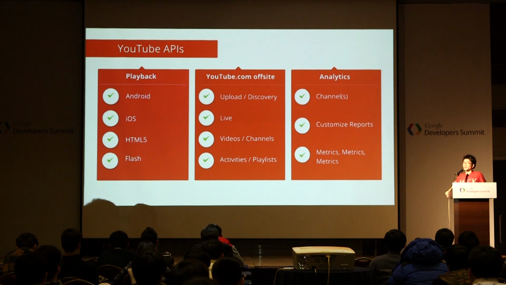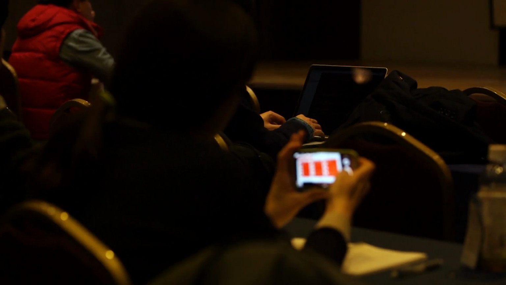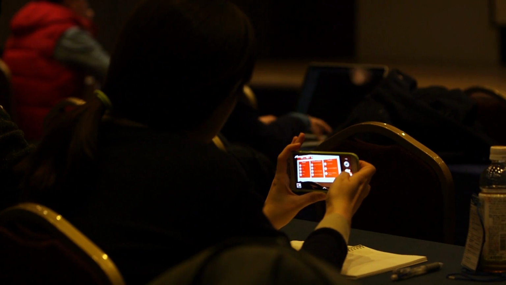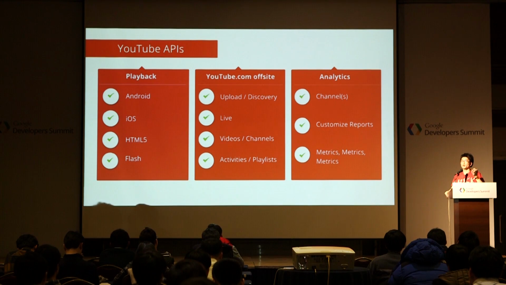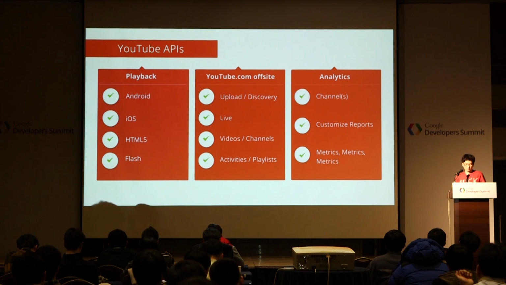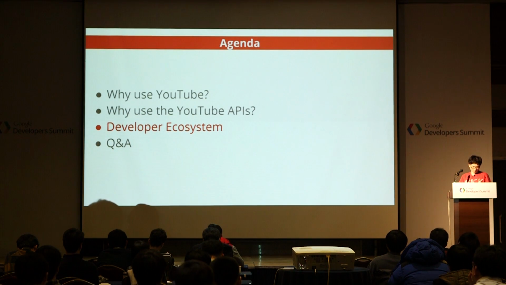The last one is analyze. YouTube has a dashboard called YouTube Analytics, which enables users to investigate how the video is consumed, such as which age of people are watching the video, or which area this video is popular in, or something like that. So you can use the Analytics API to investigate user activities.